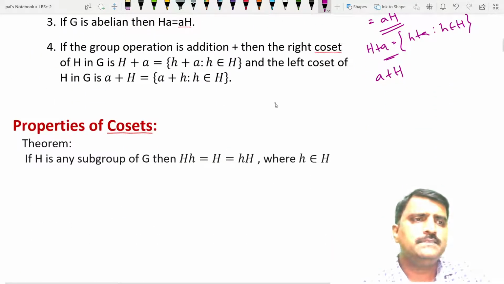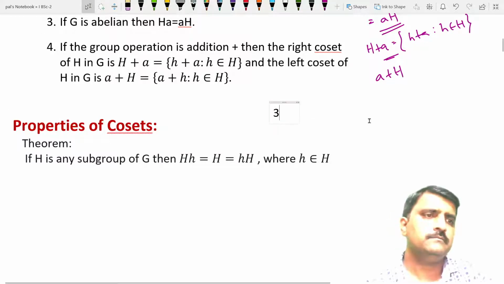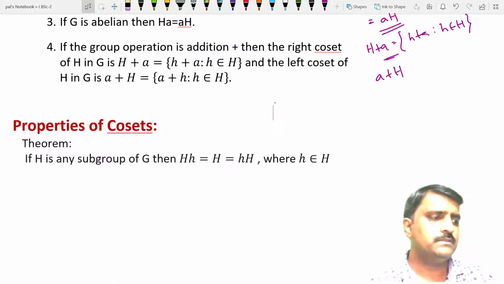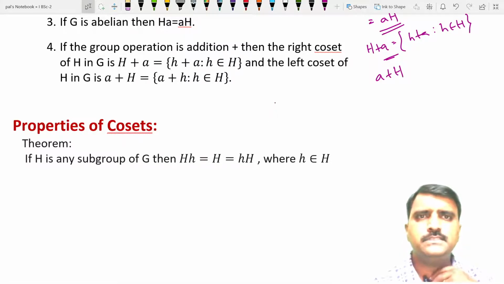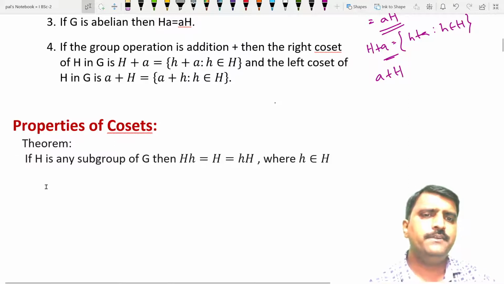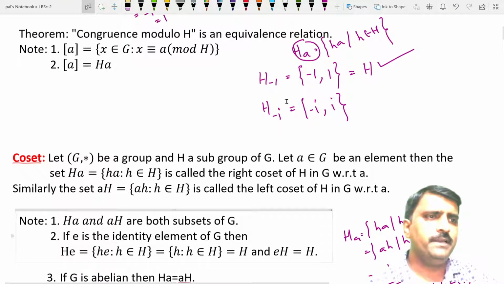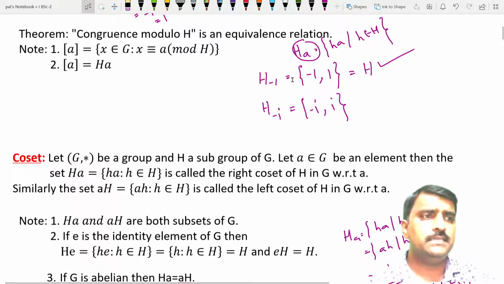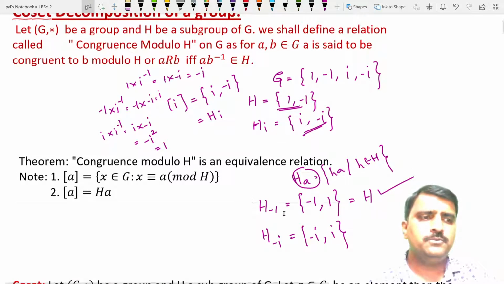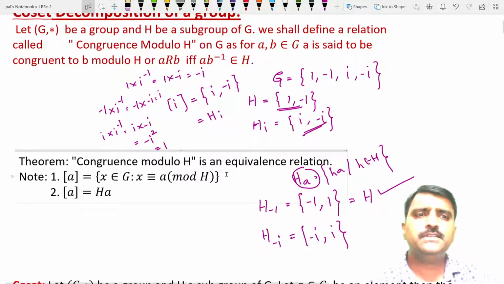Yes, some properties of cosets. Here we discuss the same example again in the properties. One of the properties is that if H is any subgroup of G, then Hh is equal to H, where h is an element of H. That means if you construct the coset by taking an element of H, you get H. That is what we have to prove here.